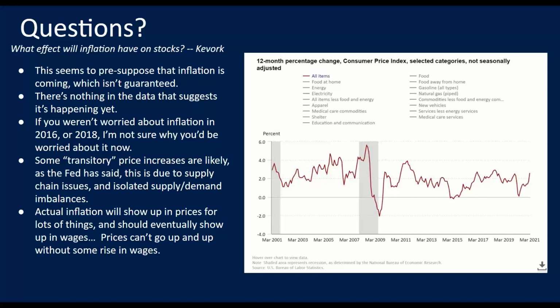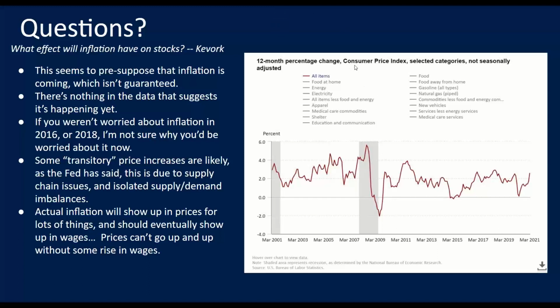So I feel like I say this every time, but I'm going to start by arguing with the premise of the question. You're sort of presupposing that inflation is definitely coming, which I know people are talking about, but I don't think it's guaranteed. There's nothing in the data that really suggests it's happening yet.